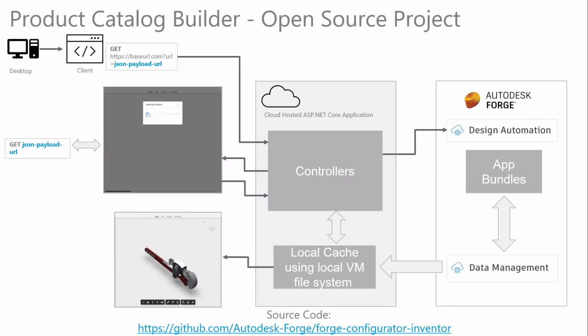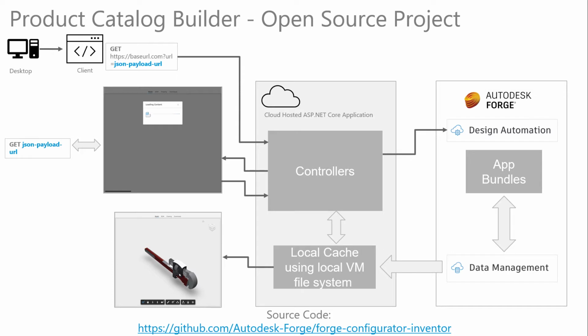Now let me just introduce you to the architecture of the product catalog builder. So the product catalog builder is built upon an open source design automation API demo application that is available here on GitHub. The product catalog builder is going to start as a desktop application.